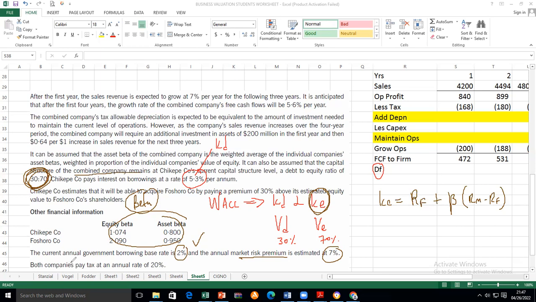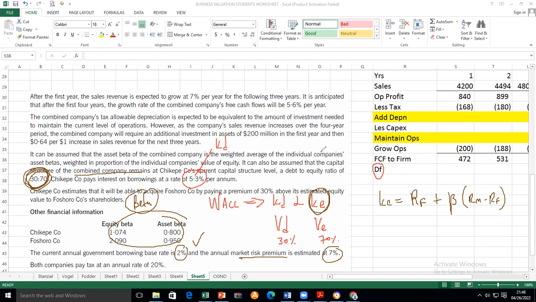So what beta are we looking for then? We're looking for an equity beta. Have you seen the process we have followed? Now they have given you a clue. What is the clue? It can be assumed that the asset beta of the combined company is a weighted average of the individual companies' asset betas, weighted in proportion of the companies' values of equity.